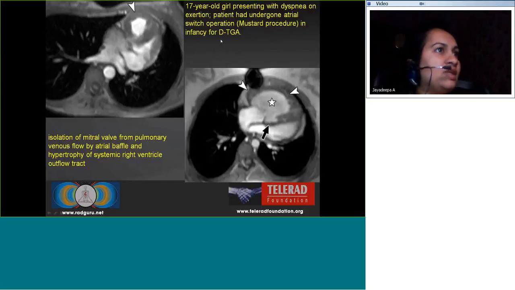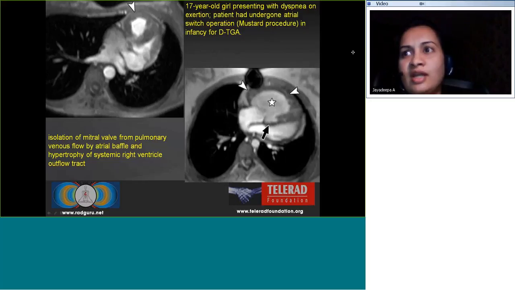Here's a 17-year-old girl who presented with dyspnea on exertion. The patient had undergone an atrial switch procedure in infancy. Here we see that over a period of time, there is right ventricular dilatation and hypertrophy. Again, we see that the right ventricle is quite dilated, and this is where the left atrial baffle is placed, thereby isolating the mitral valve.